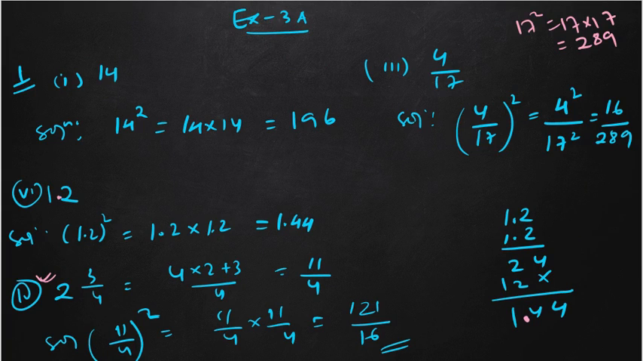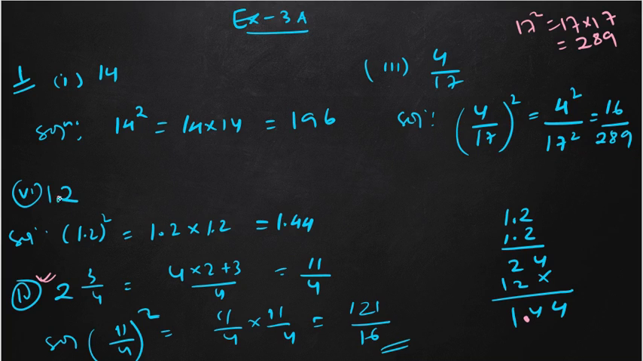So how to find the square of a number? The square of 14 will be 14 square. And how to calculate 14 square? 14 square means 14 into 14. Just multiply it, you will get the answer, that is 196. Again, the square of 4 by 17. 4 by 17 square means 4 square by 17 square. So 4 square is 16 and 17 square is 289. So in this way we calculate it.